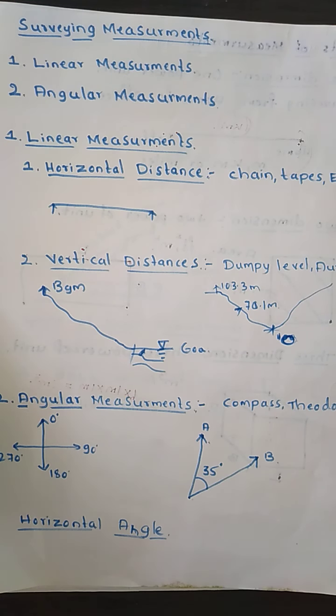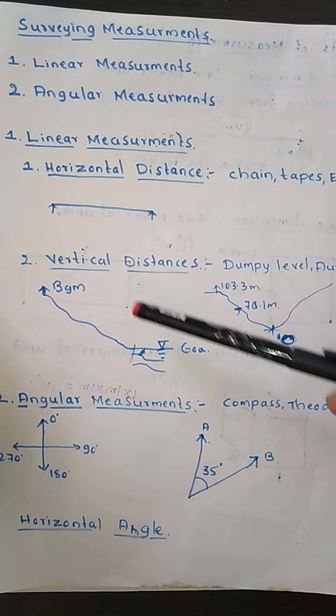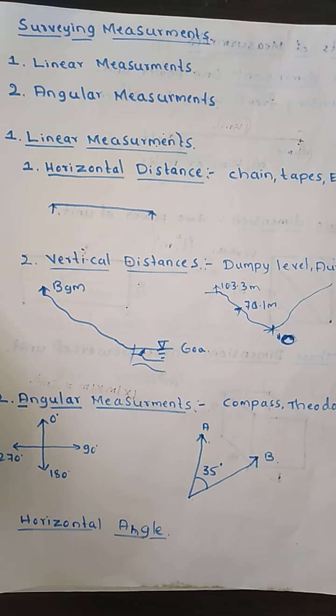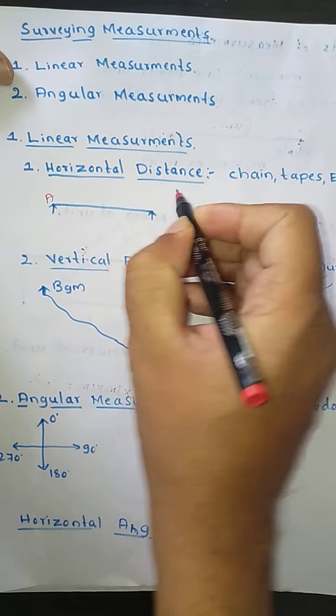Now, a linear measurement is divided into two types of distances. One is horizontal distance and one is vertical distance. We call it a horizontal distance if the distance has to be measured between two points. Suppose this is one point A and point B.